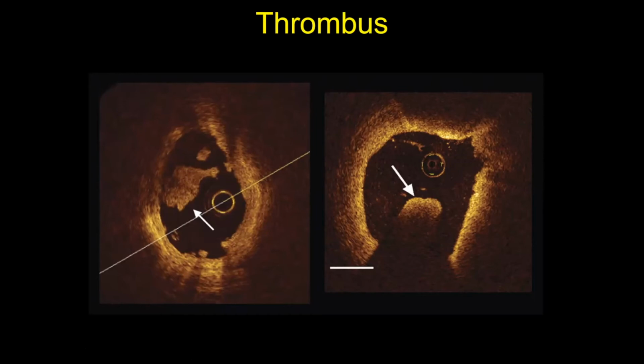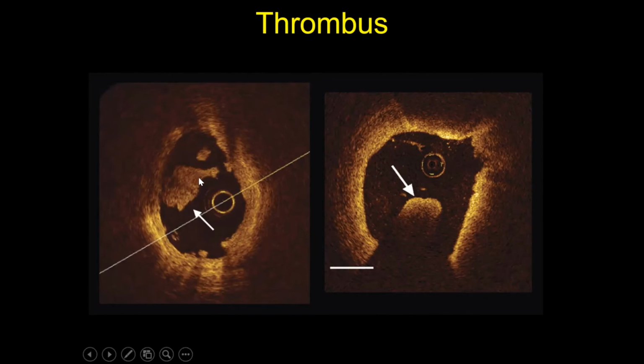You can see the difference between the high attenuation and the low attenuation. So the high attenuation is on the right, which is red thrombus, more likely to be associated with plaque rupture, whereas the white thrombus is low attenuation, usually more well-defined and more likely to be associated with plaque erosion.